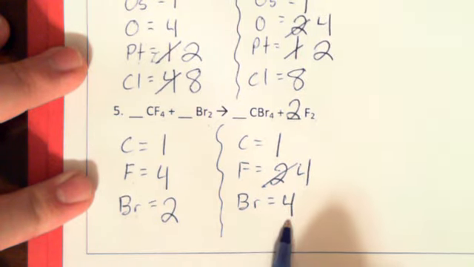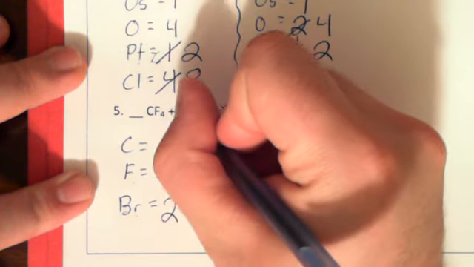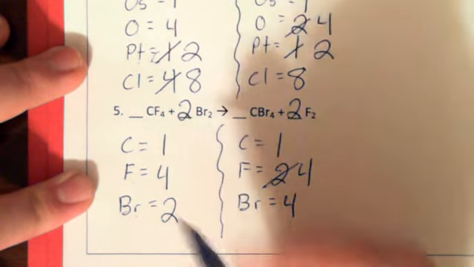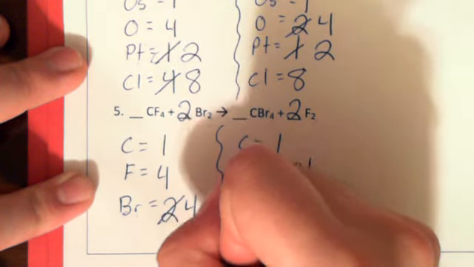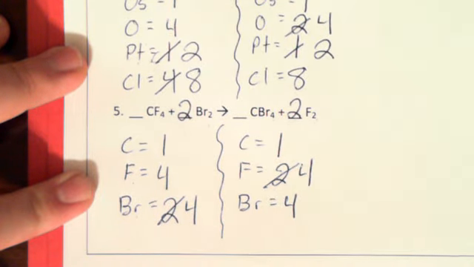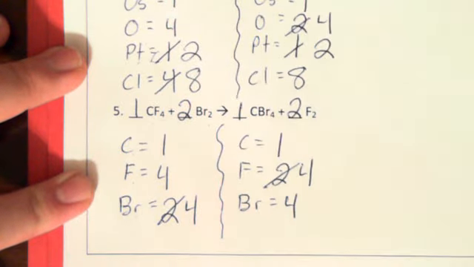Look at the bromines. You have 2 in, 4 out. Take this 2, multiply it by 2. We do that by putting a 2 right there. 2 times 2 makes it 4. And it only affects those bromines again. Everything checks. 1 and done. And that is all you need to do for this.